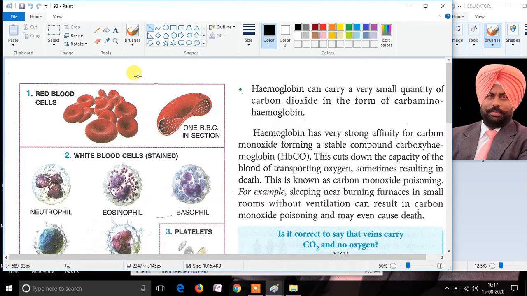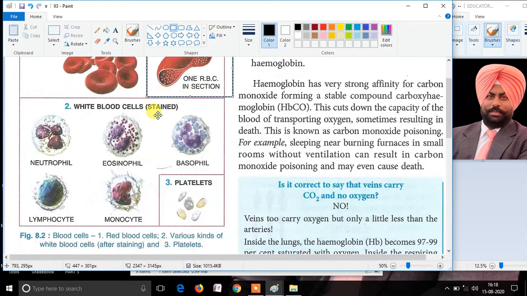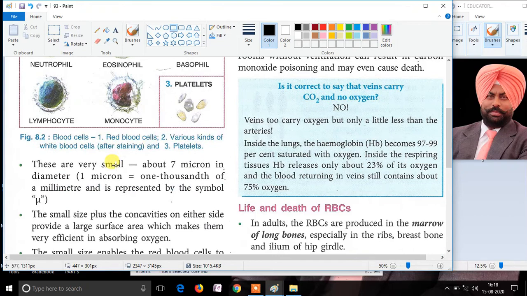Here the structure of RBCs is visualized. You can see that it is rounded, biconcave, flat and thin at the center, and thick and rounded at the periphery region. So these are the red blood cells. The size of a red blood cell is about 7 micron.